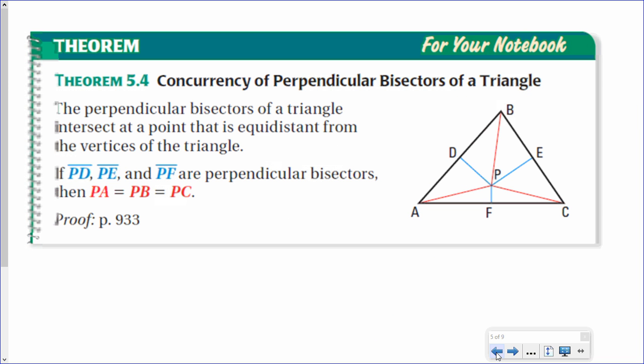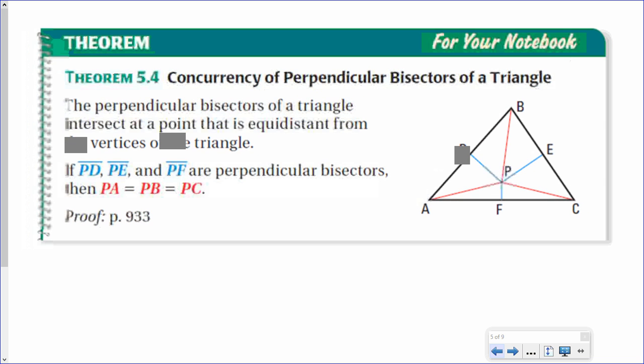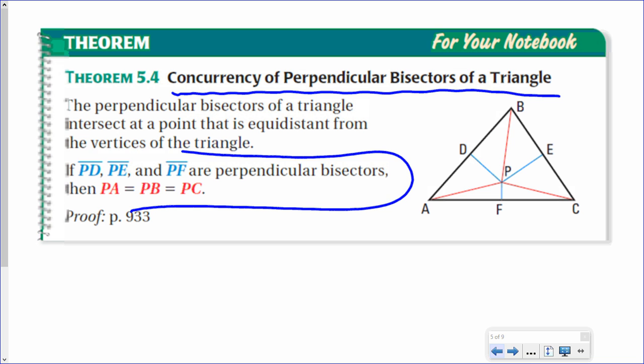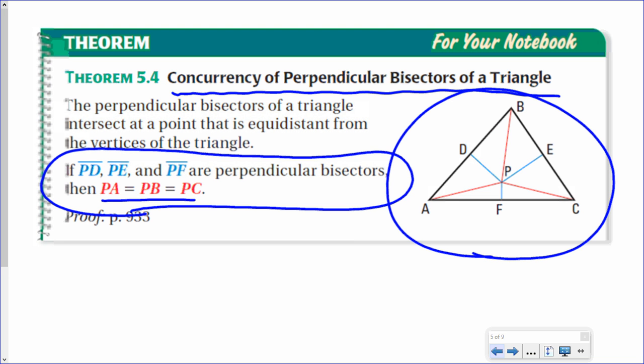So back to this page here. What you should put in your notes is this. We have, this is your heading. This is what we can prove, or this is what they're talking about. This is what they can prove. This is the picture that would go with it. Okay, and basically point P is the circumcenter, so all of the red lines are congruent to each other.